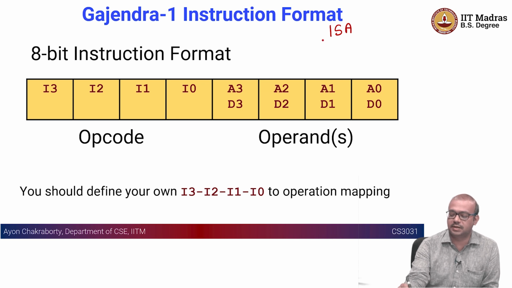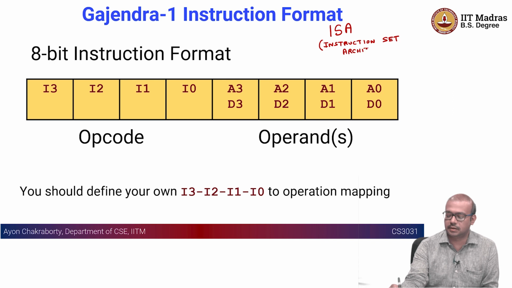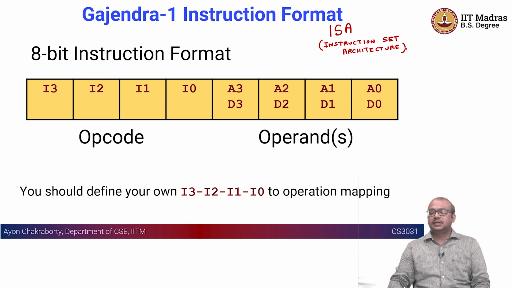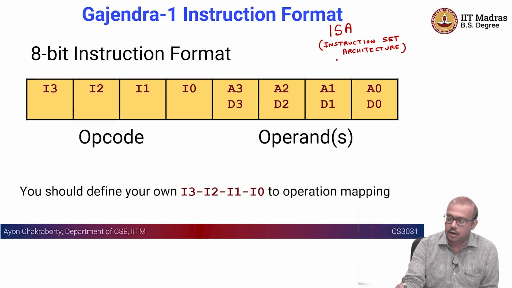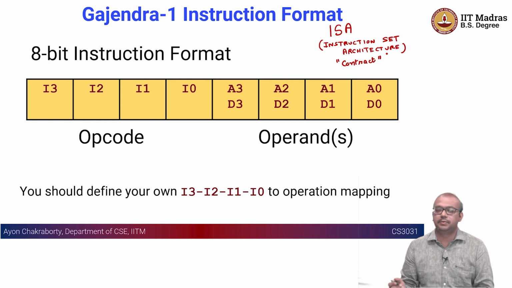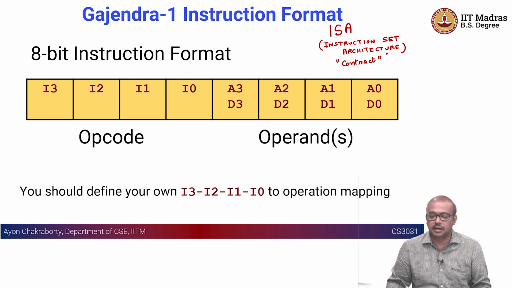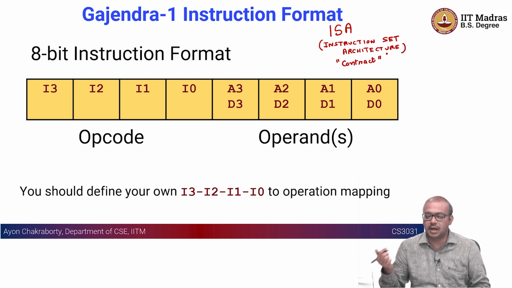If you have forgotten what this ISA stands for, this is instruction set architecture. Okay, so the instruction set architecture is often called a contract between the hardware and the software, right? So the hardware architect or the CPU designer gives a contract to the software programmer that this is my ISA.